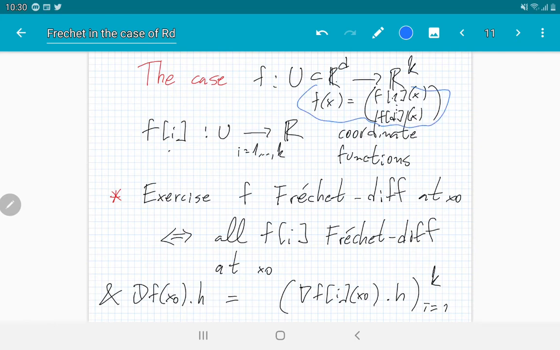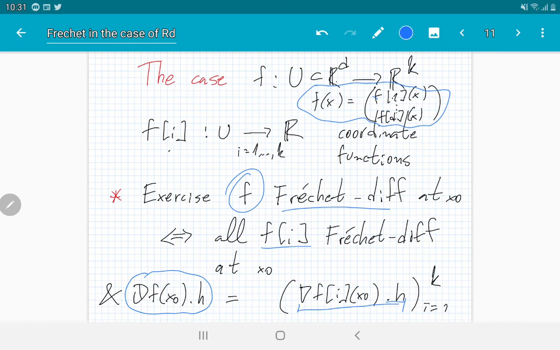Right, so we have this thing. These are the coordinate functions. We know, for instance, that f is continuous if and only if each coordinate function is continuous. Now, the exercise is to show that f is Fréchet differentiable if and only if these are all Fréchet differentiable, and then to show that the Fréchet derivative of f is vector valued, but the Fréchet derivative comes from the coordinate functions.